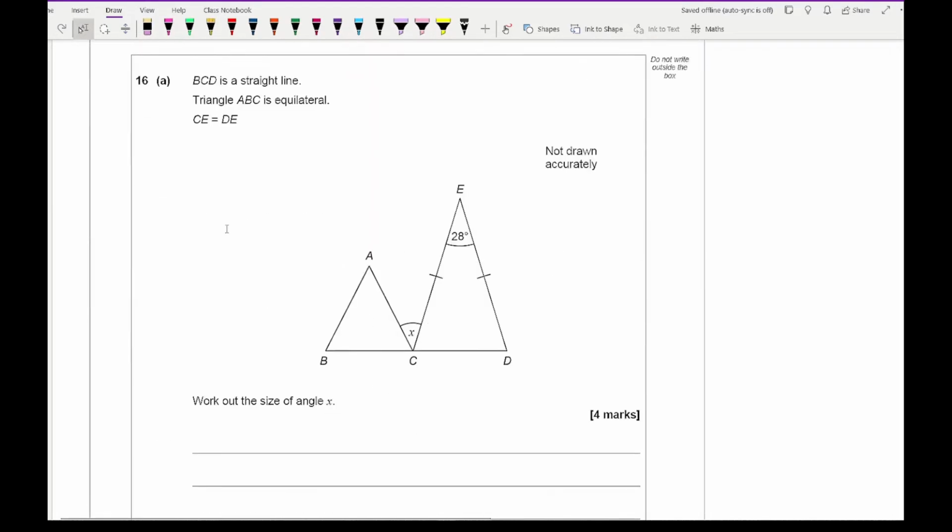Then moving on to question 16, it says BCD is a straight line, triangle ABC is equilateral, CE equals DE, work out the size of angle X.